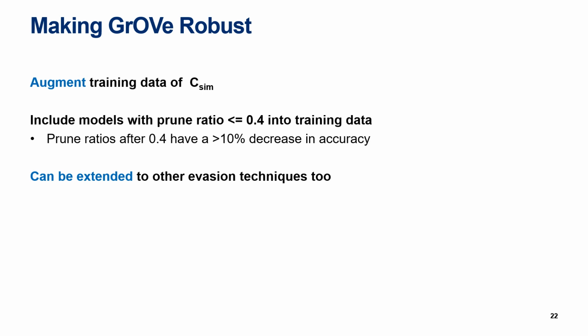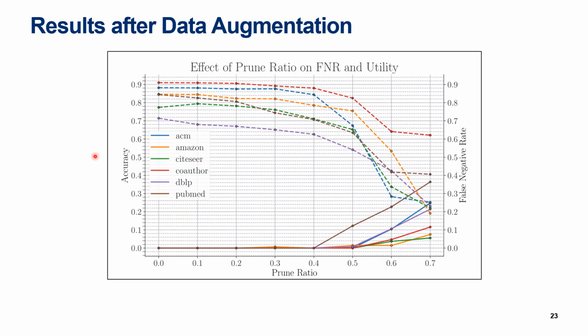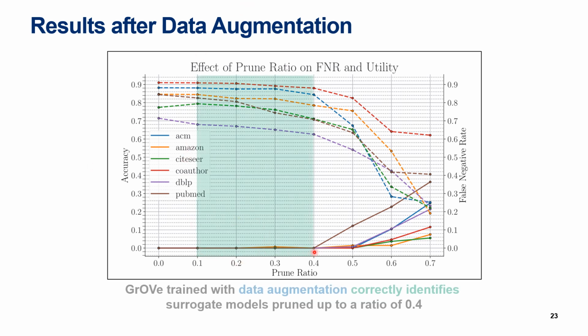After training the similarity classifier using the data augmentation technique we just mentioned, we tested GroVE against those same pruned models. We found that between a 0.1 and 0.4 prune ratio, all of the surrogate models were correctly identified. For other evasion techniques such as fine-tuning, we refer you to the paper.